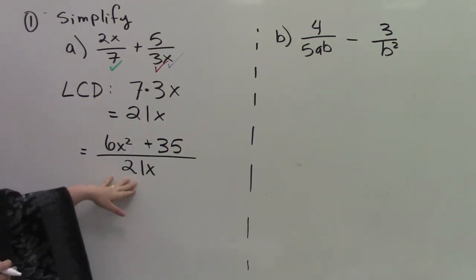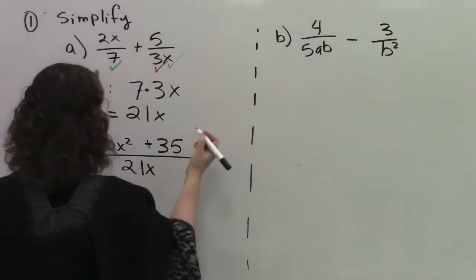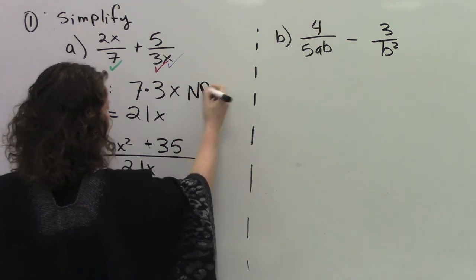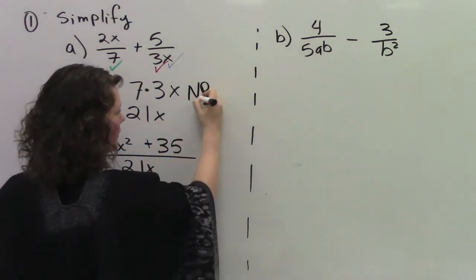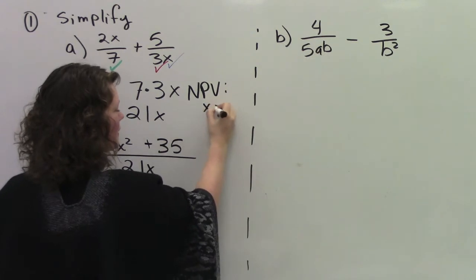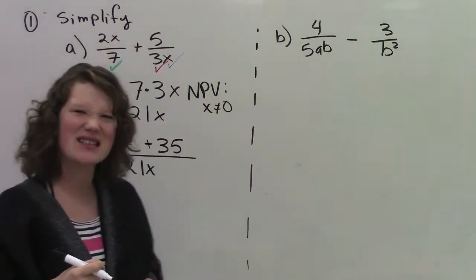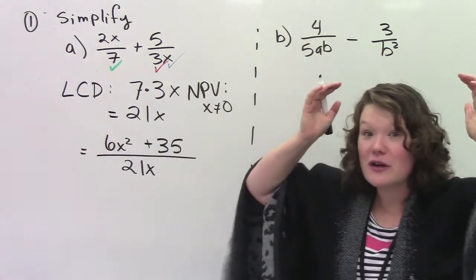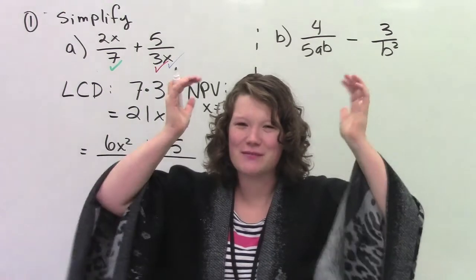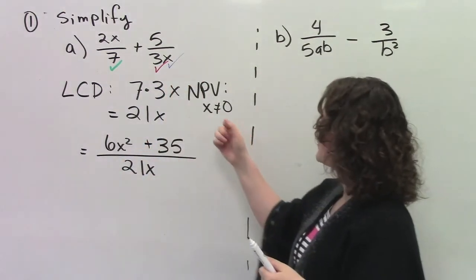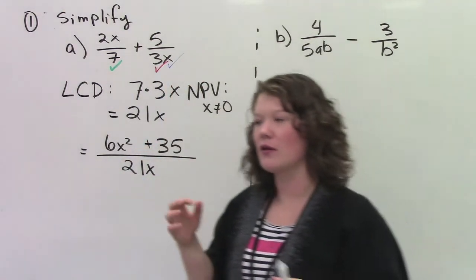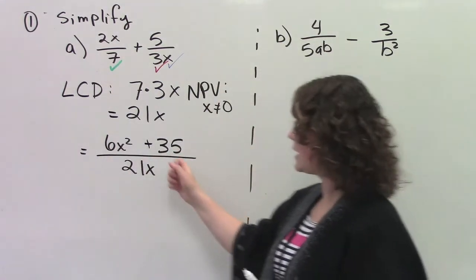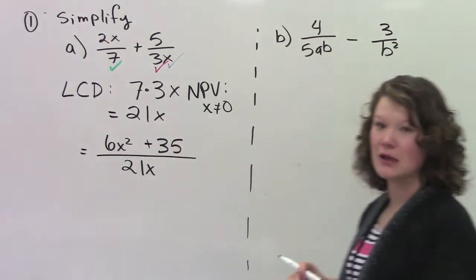When we get to this point, we can state our non-permissible values. Actually, when we get to considering our lowest common denominator, non-permissible values, x cannot equal 0. And just a hint, since it's a monomial, since we're not going to have any terms like x plus 3 or 2x minus 7 in brackets, we're just going to have x equaling or a equaling or b equaling, whatever the letter is, cannot equal 0, because that would take this whole denominator to 0. Move on to this one.